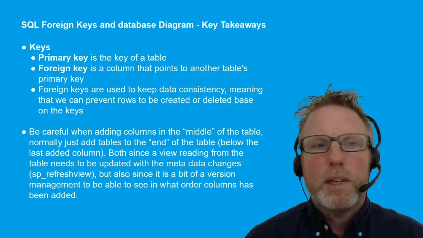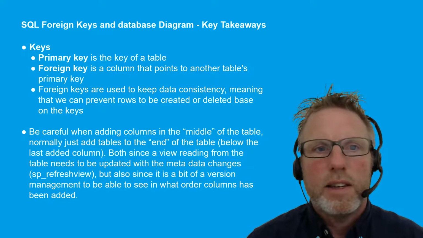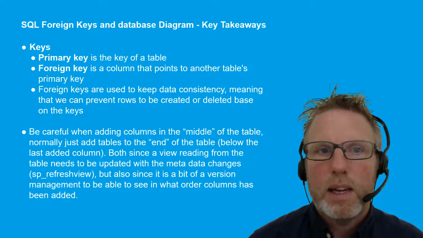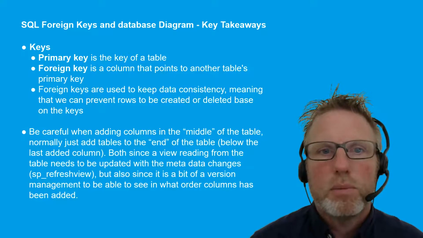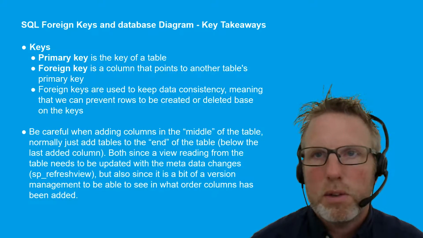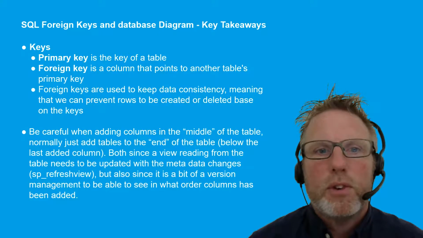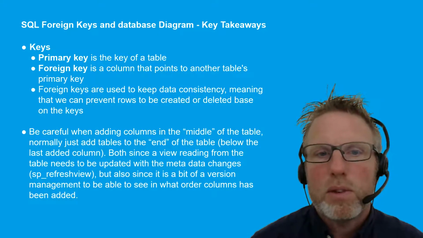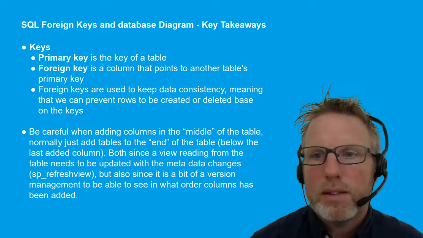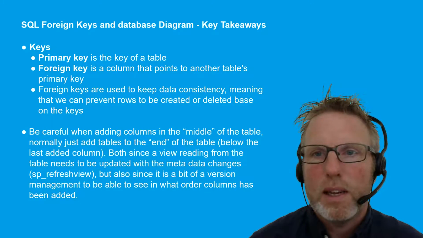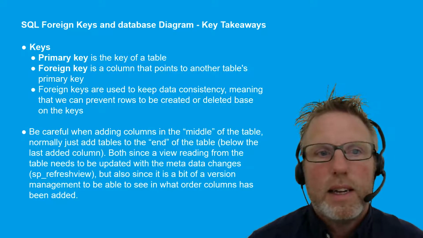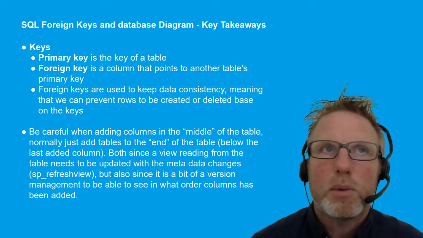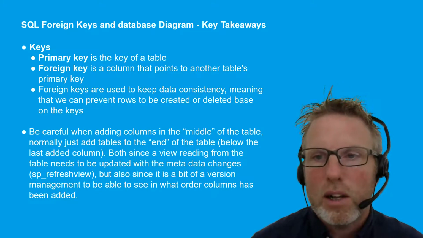So our key takeaways for this session are that the primary key is the actual key of the table. The foreign key is a column that points to another table's primary key. Foreign keys are used to keep data consistency, meaning that we can prevent rows from being created or deleted based on the rules for these constraints. And also, we looked a little bit at when you're using the diagram or the graphical user interface to add columns to a table.